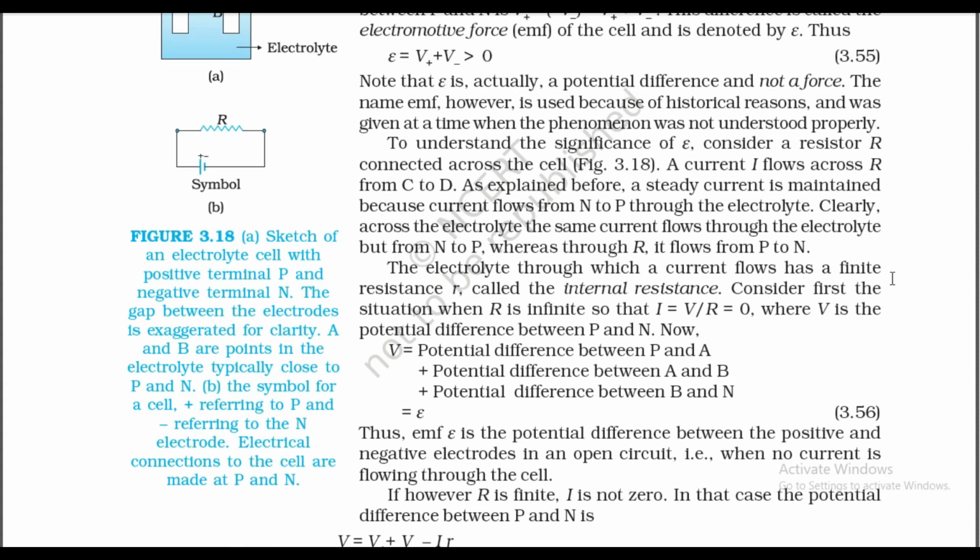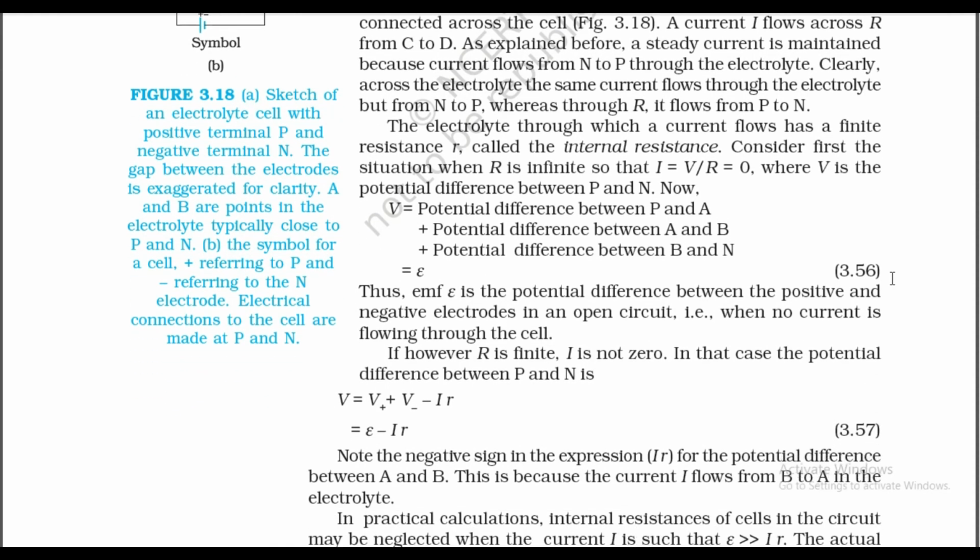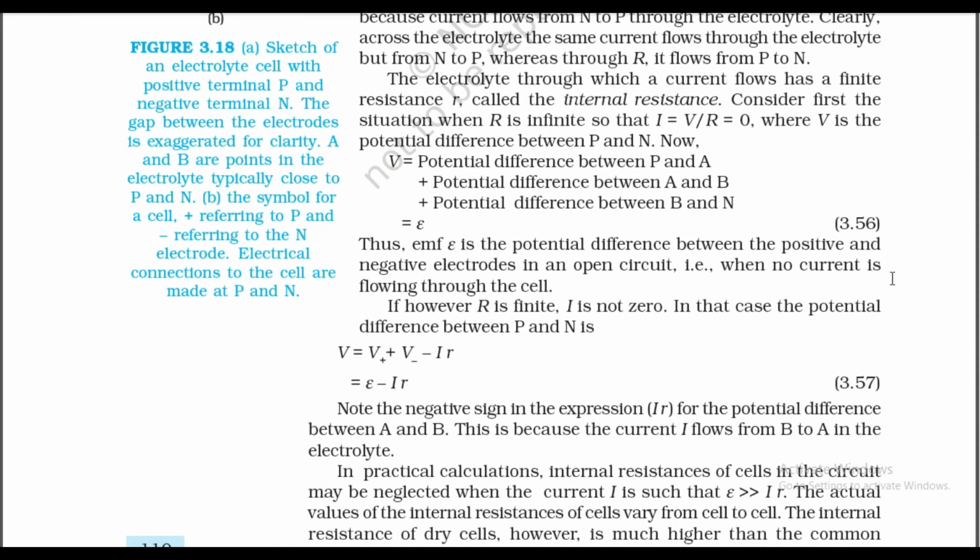Now V is equal to the potential difference between P and A plus the potential difference between A and B plus the potential difference between B and N, which is equal to epsilon. Thus, EMF epsilon is the potential difference between the positive and negative electrodes in an open circuit, that is, when no current is flowing through the cell.